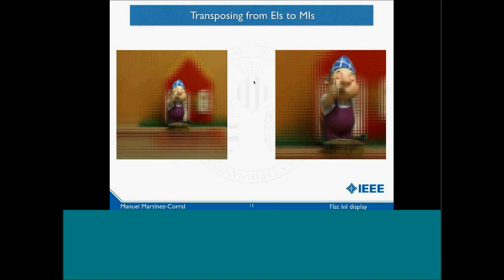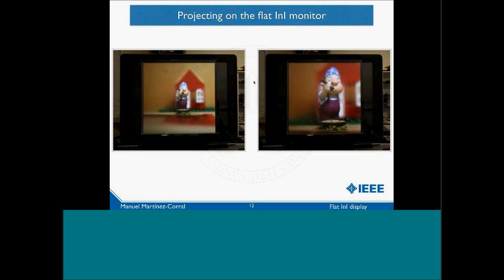So with an array of digital cameras, we can obtain elemental images with high parallax, and from these elemental images with high parallax, we can calculate the corresponding micro images, similar to the ones obtained with a plenoptic camera but with high parallax. And then we can directly project these micro images onto our integral imaging monitor.